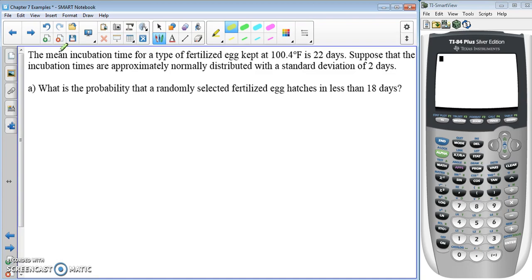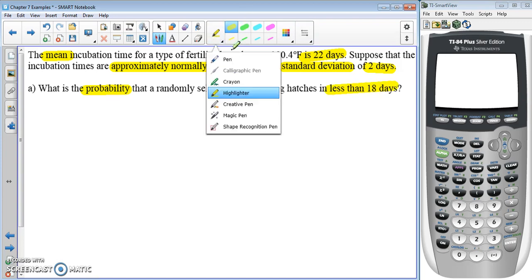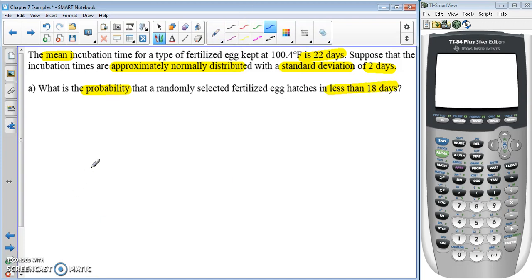So we have that the mean is 22 days, and they're approximately normally distributed, and the standard deviation is 2 days. We're looking for the probability that it hatches in less than 18 days. So we're looking for the probability that X is less than 18.